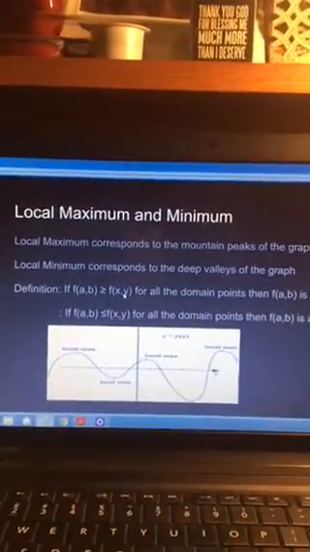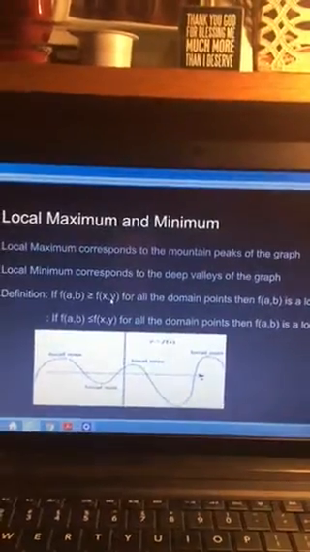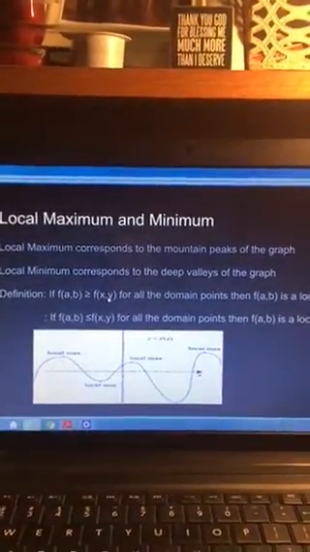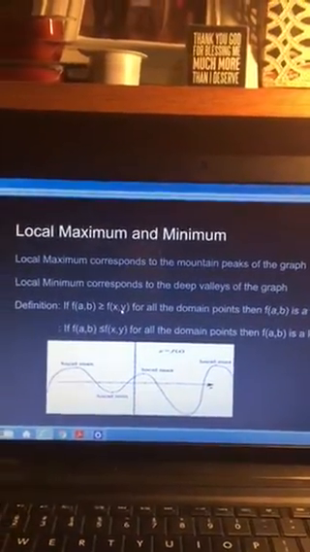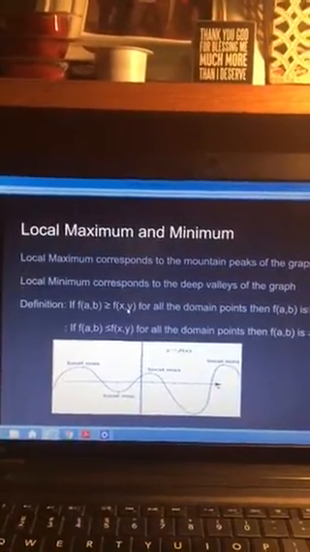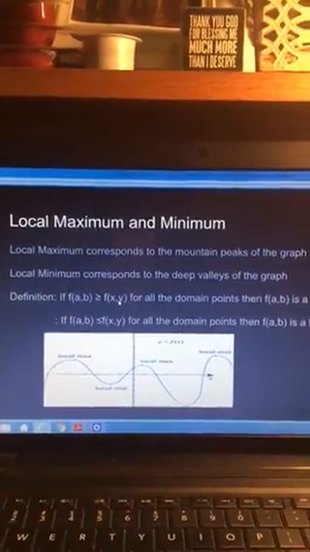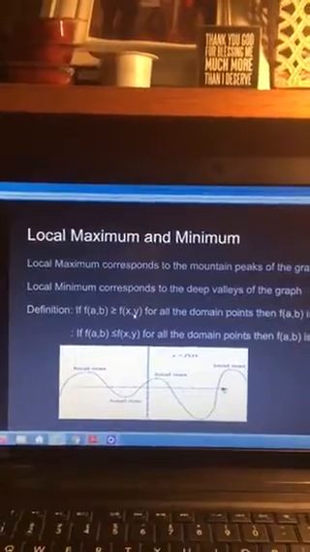Local max and local minimum. The local maximum corresponds to the mountain peaks of the graph, while on the other hand, the local minimum corresponds to the deep valleys and the lowest points of the graph. Here's the definition of the local max and local min.